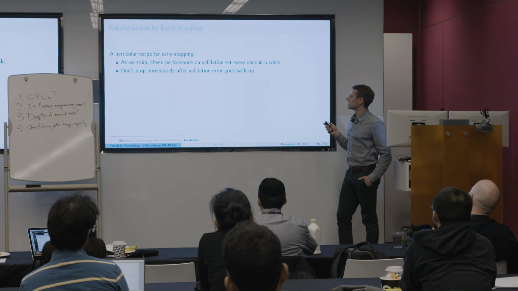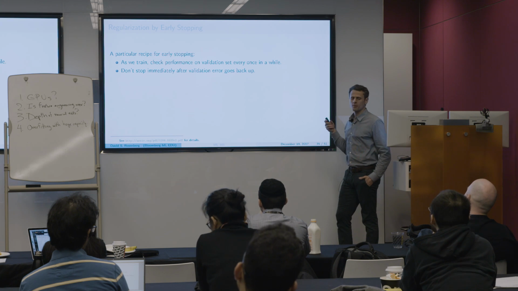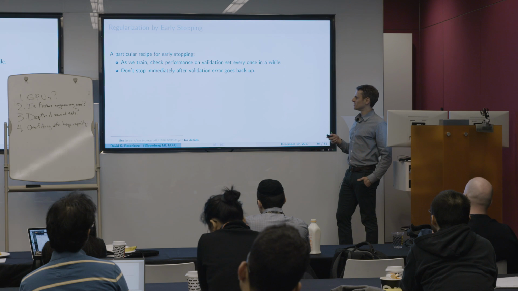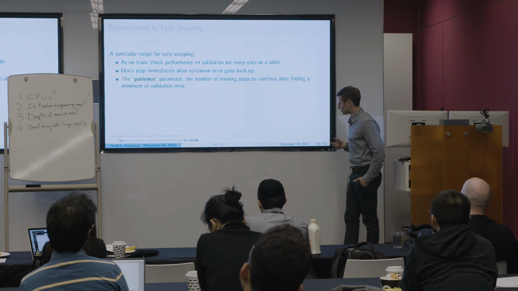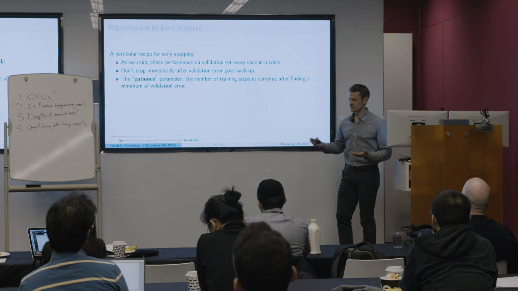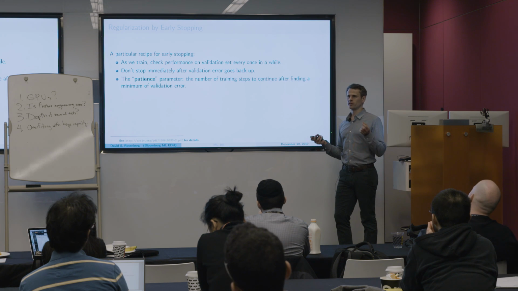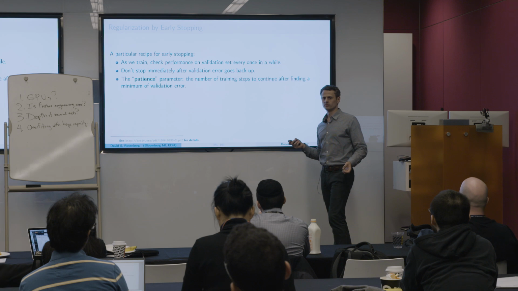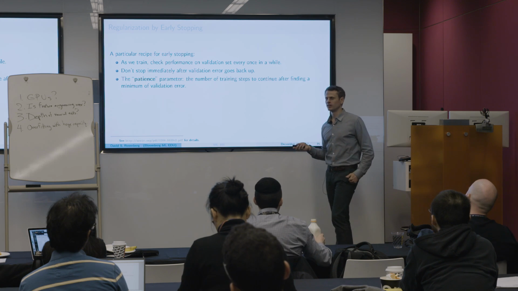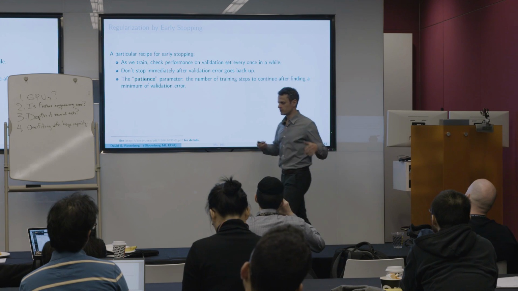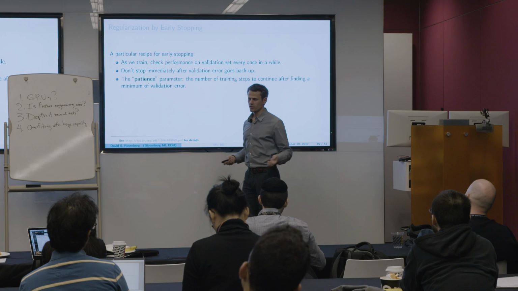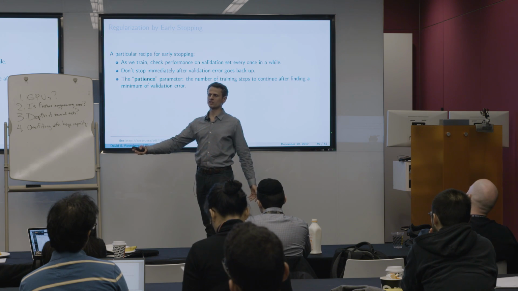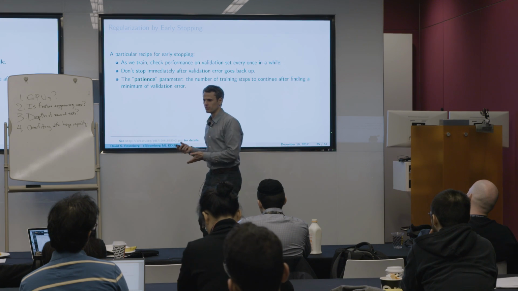You're checking your validation set every once in a while. Don't stop immediately when the performance gets worse. He suggests using a patience parameter, which is a number of steps you're going to keep going beyond the point where your validation error last improved. So you're going for a while, you hit a new best on validation error, and you go another step and it gets worse. Don't stop yet. Keep going at least patience number of steps, to see if you might hit something that's still better.